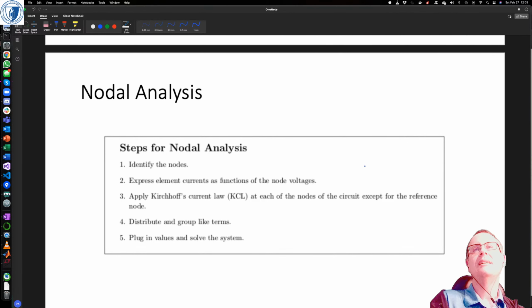And then we go through and look at each element, each resistor, and define its current in terms of the node voltages.